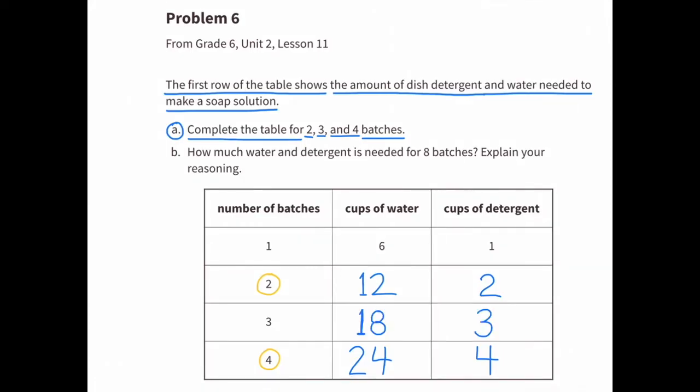Three batches would be the same as 1 batch plus 2 batches. There are 6 cups of water in 1 batch and 12 cups of water in 2 batches. So 6 plus 12 equals 18. So in 3 batches, you would need 18 cups of water. And 1 batch called for 1 cup of detergent. 2 batches called for 2 cups of detergent. So 3 batches would call for 3 cups of detergent.